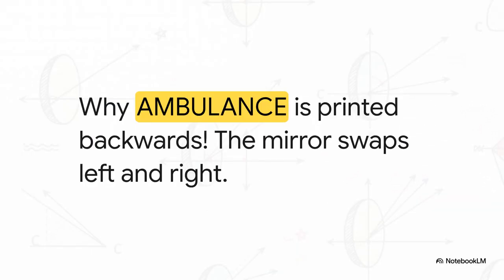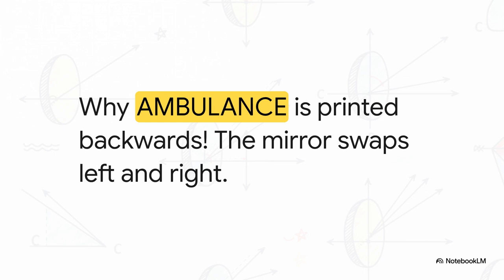All right, time to answer our opening hook. Why is ambulance printed backward? Well, it's due to this quirky phenomenon called lateral inversion. When you look in a standard flat plane mirror, your image is virtual and erect, but the left and right sides are entirely swapped. So, by printing ambulance laterally inverted on the hood of the rig, a driver looking in their flat rearview mirror sees the letters perfectly flip back to normal. It lets them instantly read the word and get the heck out of the way.